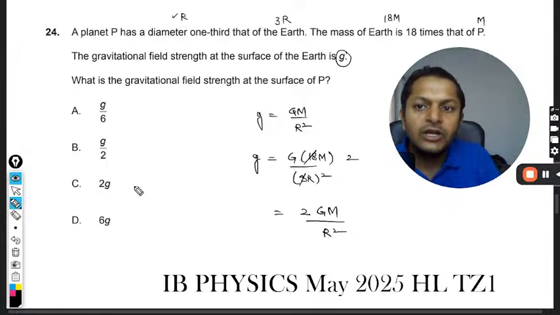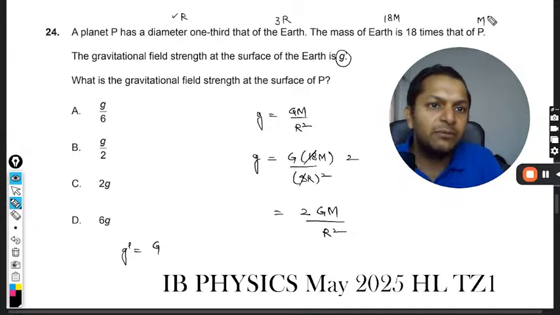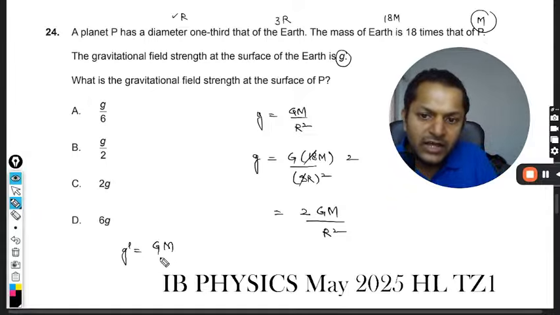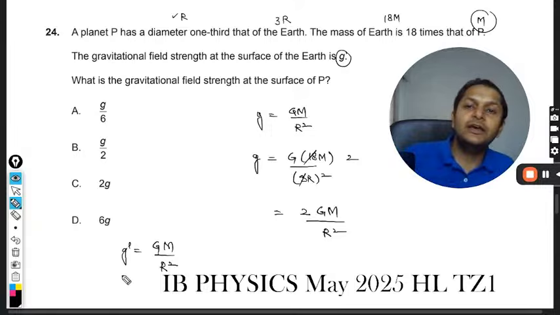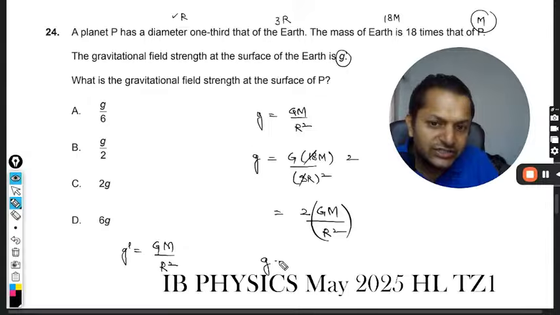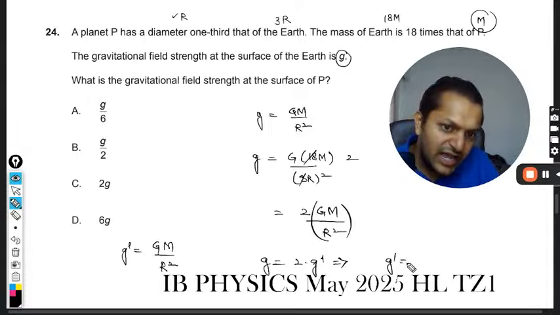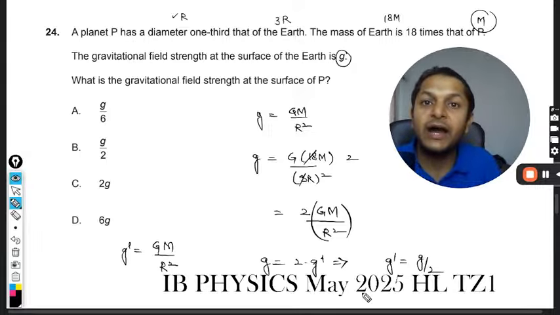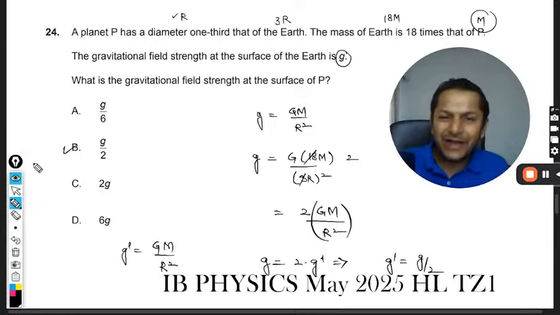Now let us talk about g dash, that is the planet. What is the mass of the planet? The mass of the planet is m and the radius is r. So it is GM by r squared. Straightforward. This value is written as g dash. So you can just substitute it here, which means g dash is equal to g by 2. So B will be the right answer.